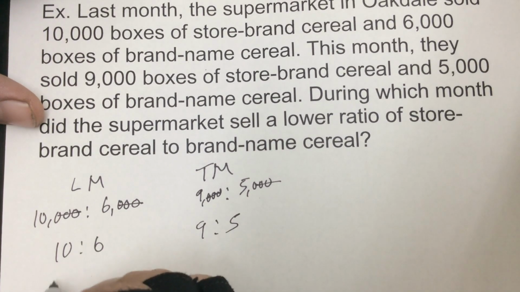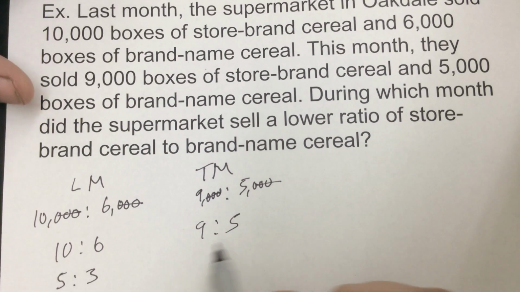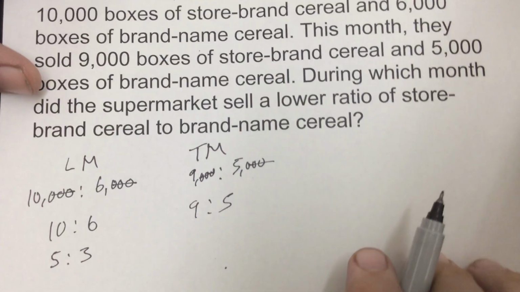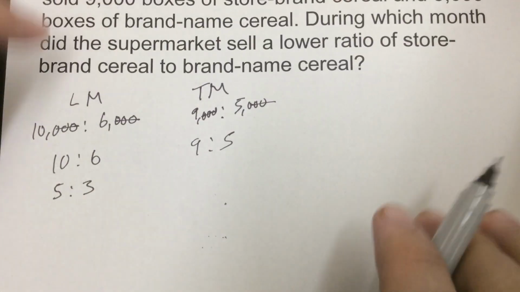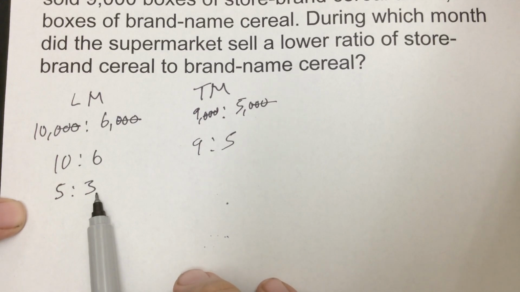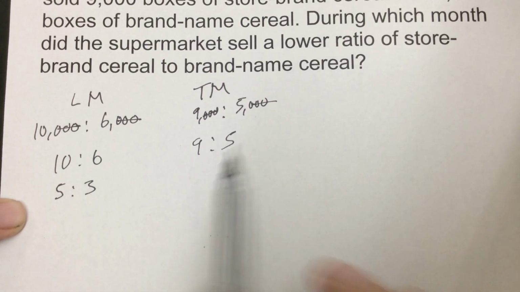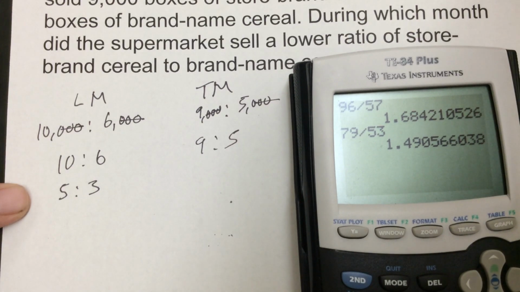Now, 10 to 6, they're both even. So I know I could divide by 2 and get 5 to 3. 9 and 5, 5 is a prime number, so we can't go any lower with that. Now, looking at this here, 9 to 5 versus 5 to 3, this one is much closer in number. So this one here should be the lower one than what this one is. But again, let's use your calculator to make sure.